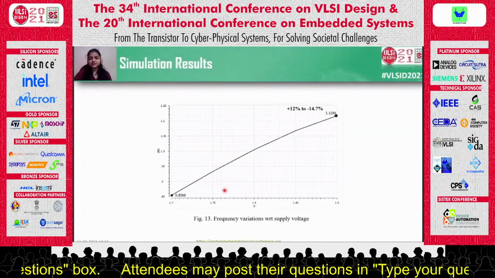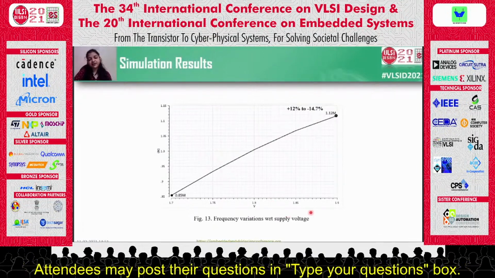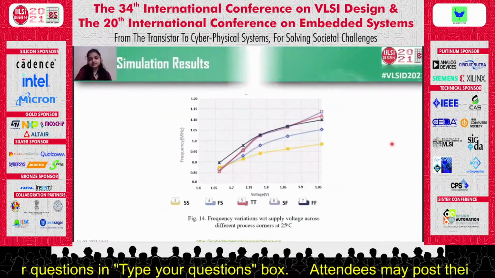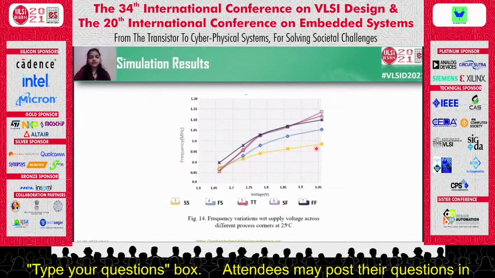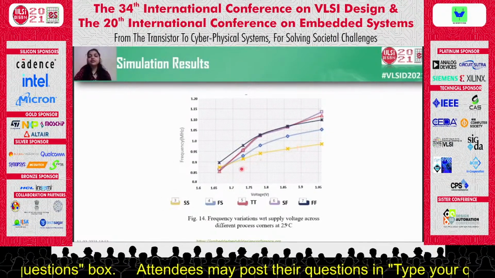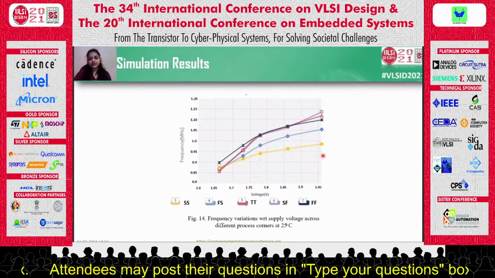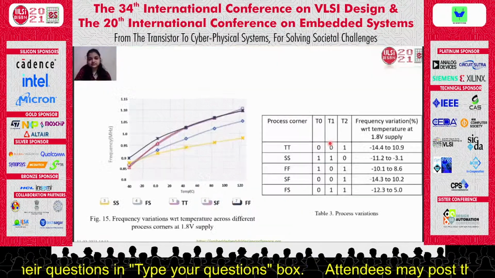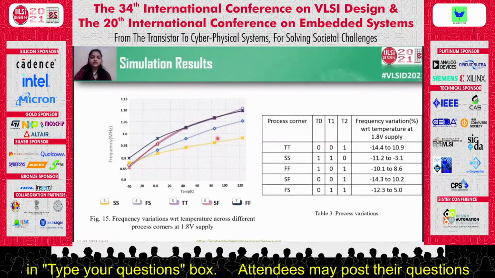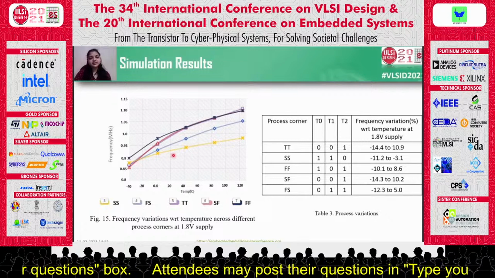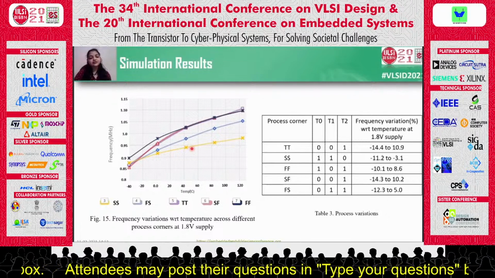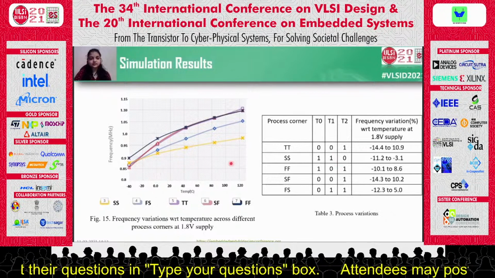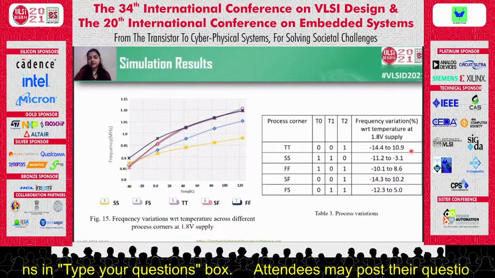This is the frequency variation with respect to supply voltage at 25 degrees Celsius. It was found around plus 12% to minus 14.7%. Here is the frequency variation with respect to supply voltage across different process corners at 25 degrees Celsius. The frequency variations with respect to temperature across different process corners at 1.8 volt supply are shown here. The variations are noted down in the table.